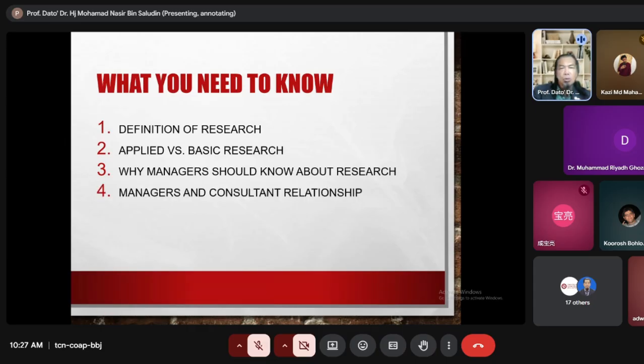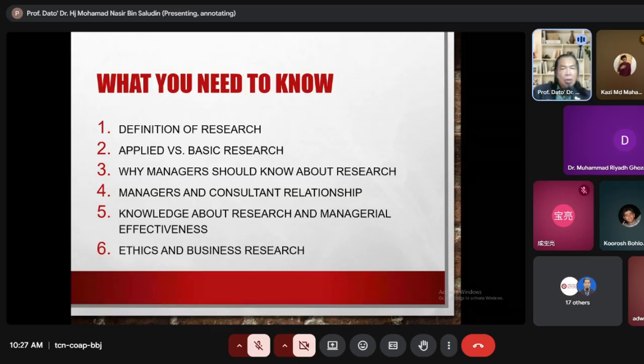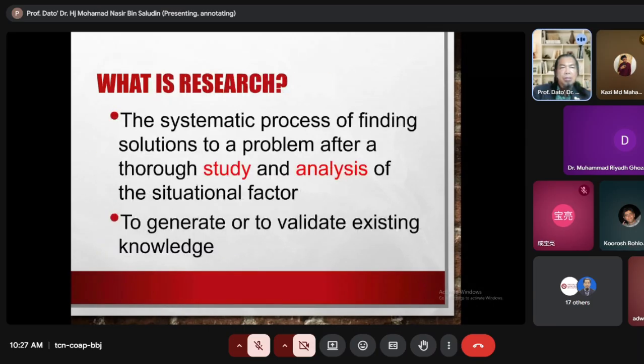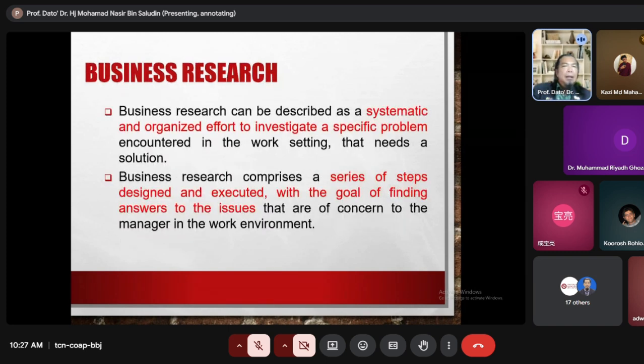Why should managers know about research? Manager and consultant relationship. Knowledge about research and manager effectiveness. Ethics and business research. What is research? We know it is the systematic process of finding a solution to the problem after thorough study and analysis of the situation factors to generate or validate existing knowledge. That is what research is all about.